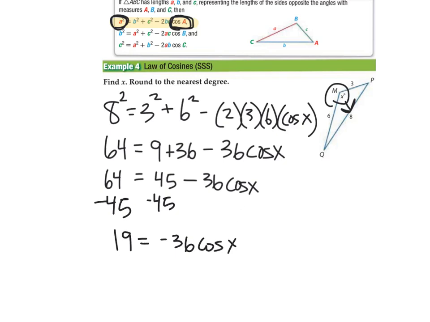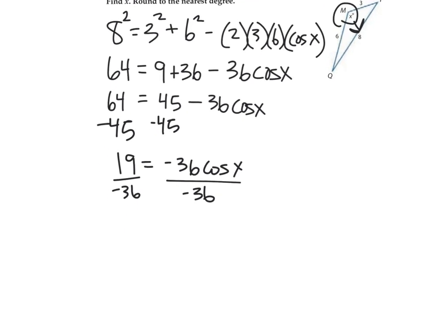I'm still solving for x here. I need to get rid of the negative 36, which is being multiplied to the cosine. So I'm going to divide both sides by negative 36. So 19 divided by negative 36 is negative 0.527 repeating, and that's equal to the cosine of x.